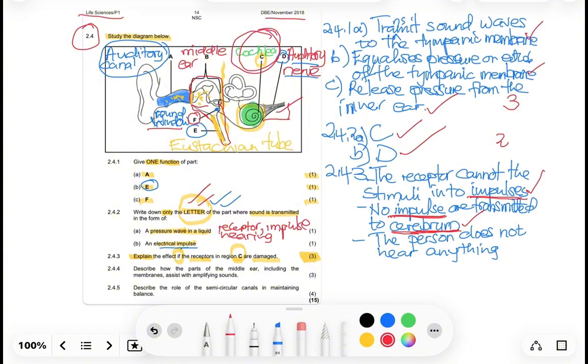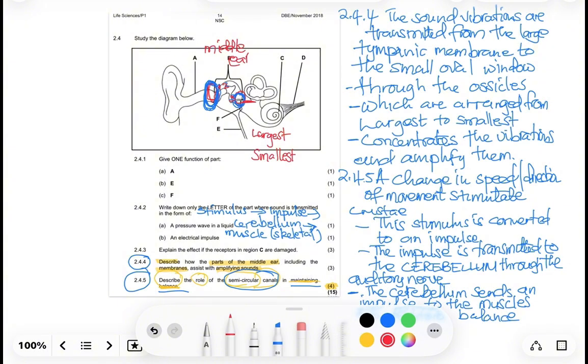So then we move on. If no impulse has been transmitted to the cerebrum, it means this person is not going to hear anything. All right, so that's our 3 marks for question 2.4.3. Then we move on to question 2.4.4. Question 2.4.4 is asking us to describe how the parts of the middle ear, including the membranes, assist in amplifying sound.